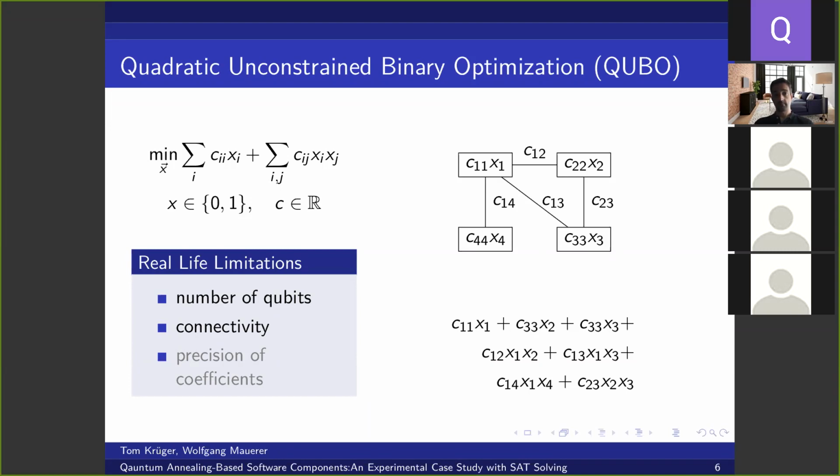Then when we want to use real quantum annealers, we have some real-life limitations. The two main important ones are, of course, the number of qubits and also the connectivity of the qubits, because if we look at our mathematical definition, we can use as many variables as we want, and they could even be fully connected, which is not possible on real hardware.